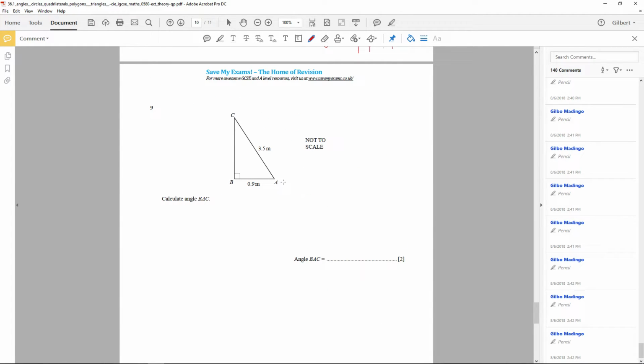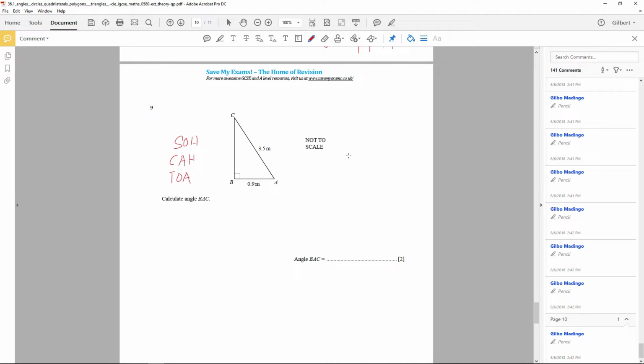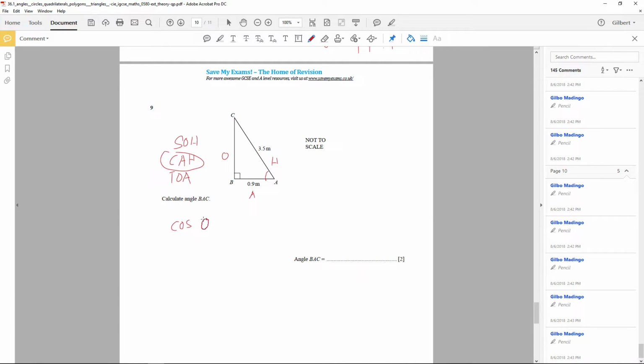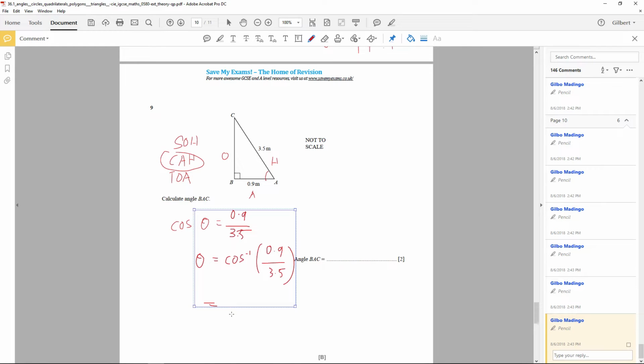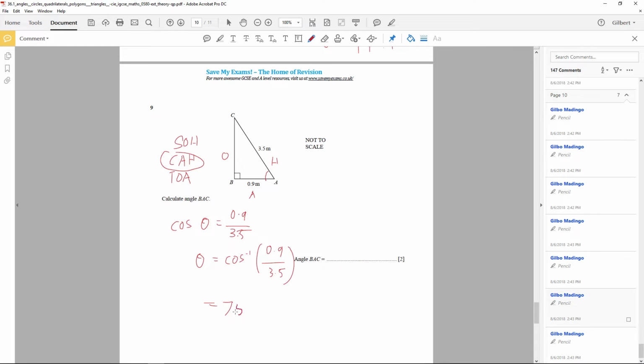Calculate the angle of BAC. Now this one you just need to use your basic SOHCAHTOA. We're looking for this angle here, BAC. This is the opposite, this would be the adjacent, and this would be the hypotenuse. Right now we have the adjacent and hypotenuse, so we are going to use cos theta is equal to adjacent 0.9 over hypotenuse 3.5. Therefore theta is equal to shift cos 0.9 over 3.5, which would be 75.1 degrees, to 3 significant figures.